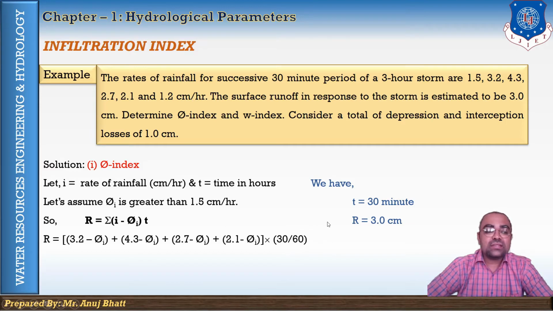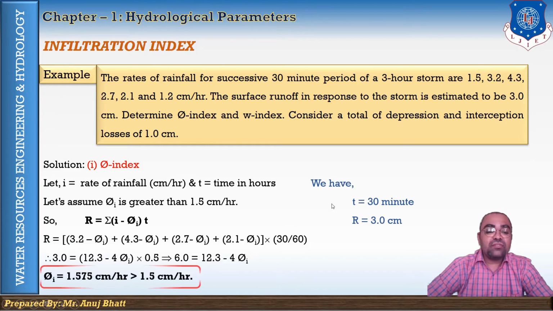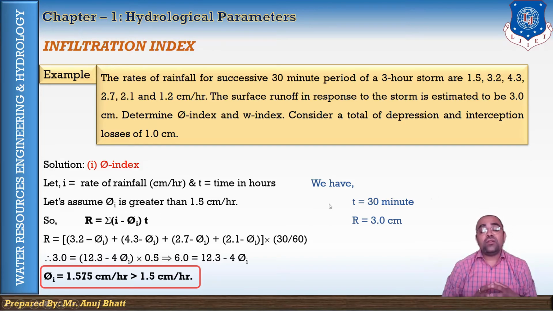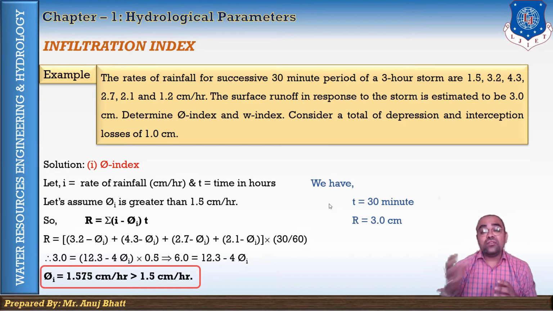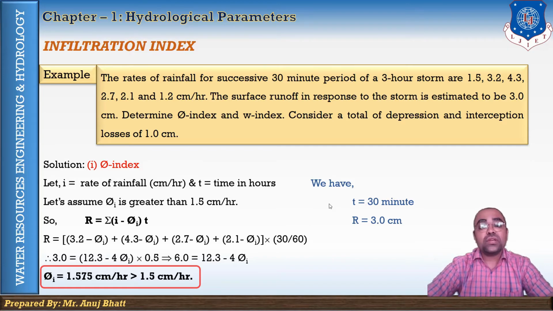So 30 by 60. Now by calculating this, we have one equation: 3 is equal to (12.3 minus 4 phi) into 0.5. Well, at last we find the phi index as 1.575 centimeter per hour. We assumed that the phi index is greater than 1.5 centimeter per hour, and that is actually what we get. So the assumption was right. So the phi index is 1.575 centimeter per hour.